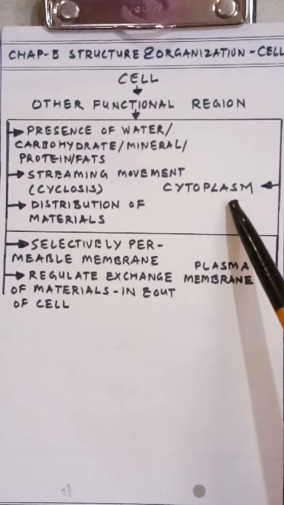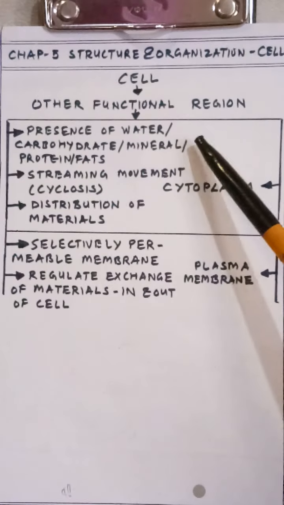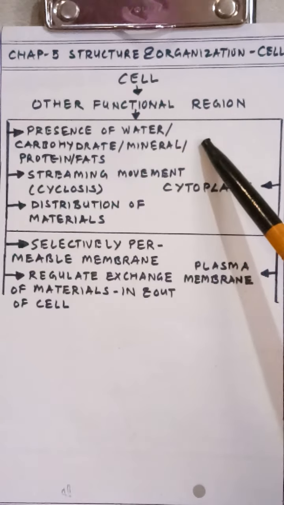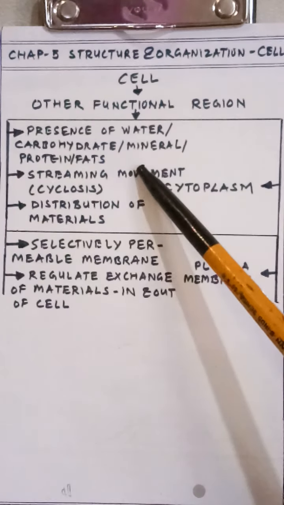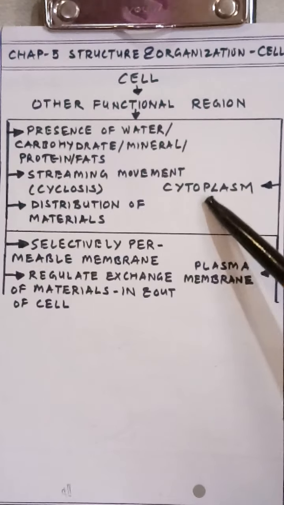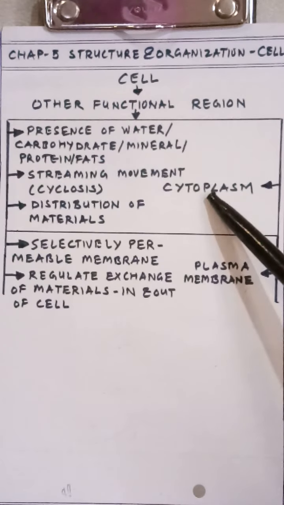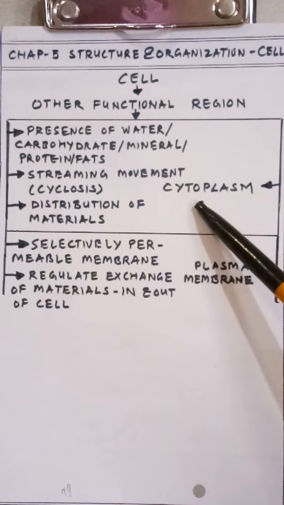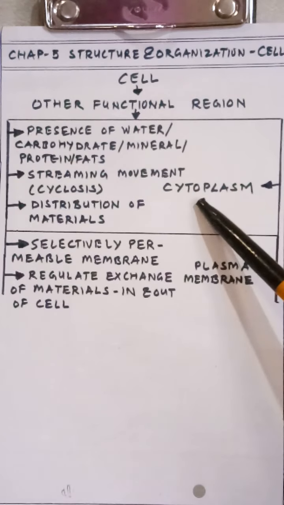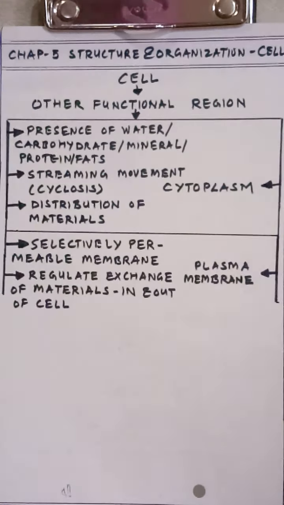So what is the composition of cytoplasm? The presence of water is there, carbohydrates are there, minerals are there, and proteins and fats are there. All the nutrients are found in the cytoplasm. And we always know that food is taken to get the supply of protein in the body for maintaining the different mechanisms or fulfilling the requirement of the body.